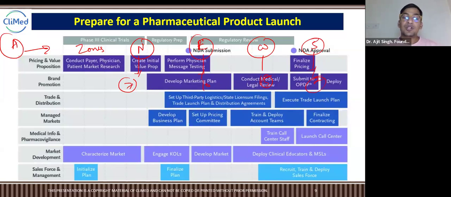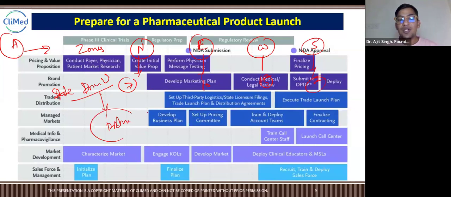So what they will do is, after the zones, they will set up the state distributing centers, right? State distributing units. And from that they will go to the district levels. Then they will distribute it to the hospitals, or the shops, or the pharmacies, like the bulk pharmacies, and from bulk pharmacies to retail pharmacies. This is about the drug distribution, right?